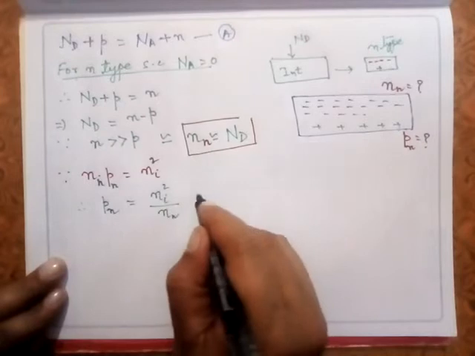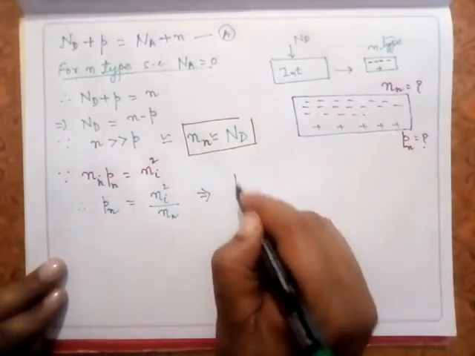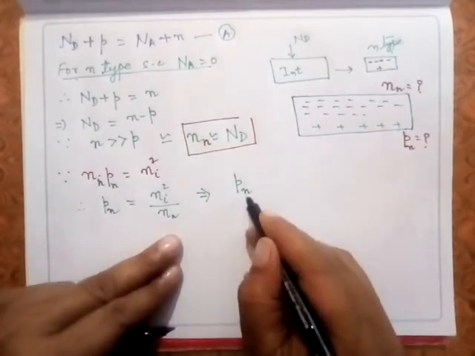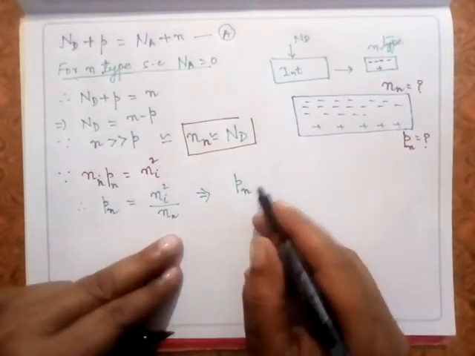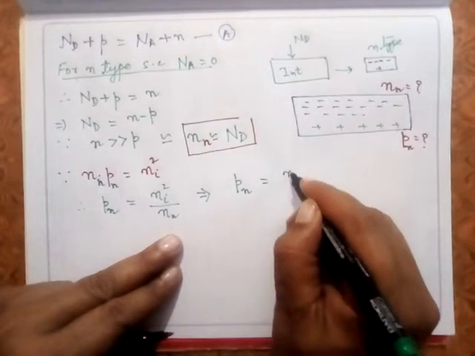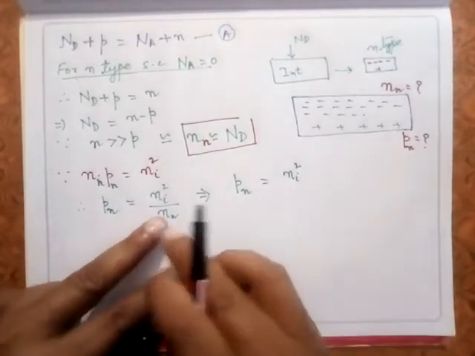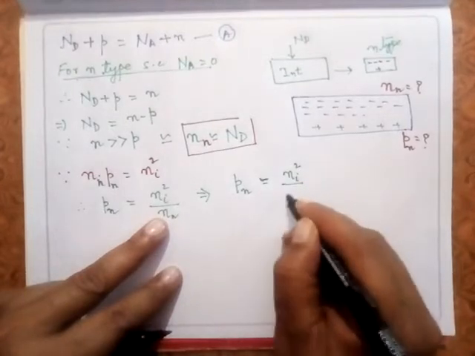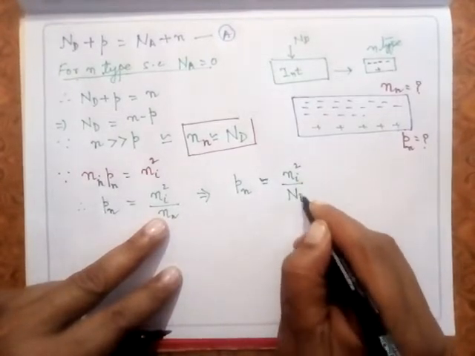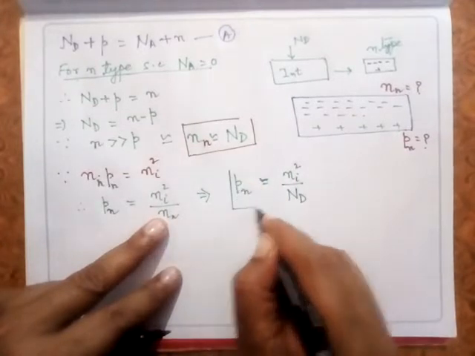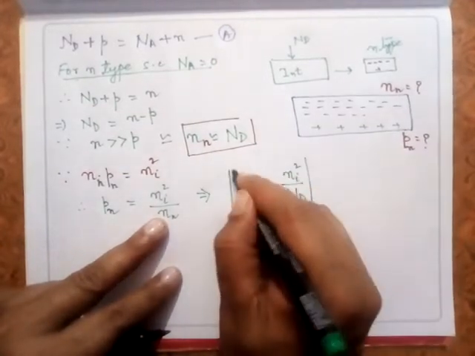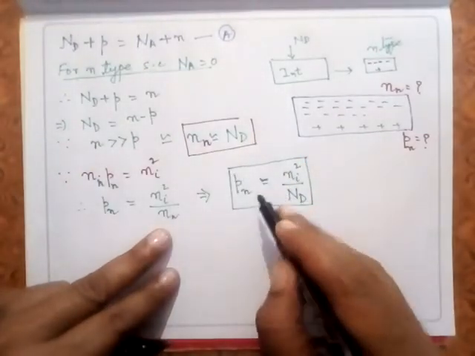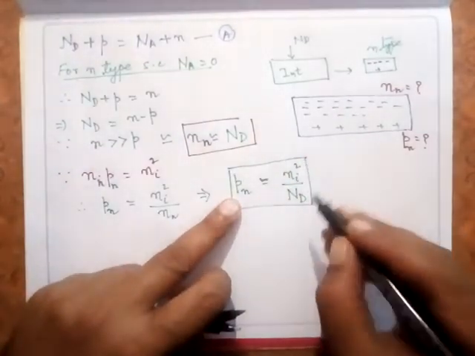the number of electrons. The number of holes in n-type, p with the suffix n representing the type of semiconductor, is equal to ni squared upon the number of electrons, which is approximately equal to Nd. So let's make an approximation, ni squared upon Nd. So these are the charge densities in n-type semiconductor: the majority charge carriers are approximately equal to the donor concentration and the minority charge carriers are equal to ni squared upon Nd.